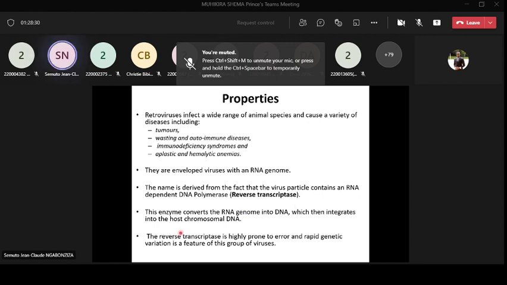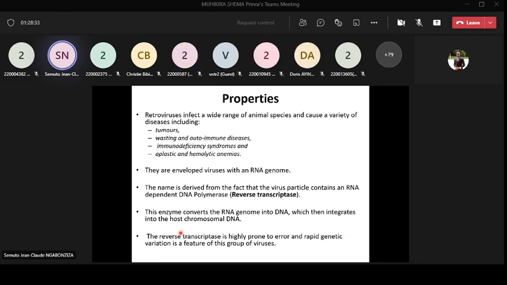And this enzyme converts the RNA genome to DNA, which then integrates into the host chromosome. These two things are very important for retroviruses. Sorry, it first converts the genomic material from RNA to DNA, then it integrates the viral double-stranded DNA into the host genomic material, which is a very important feature.